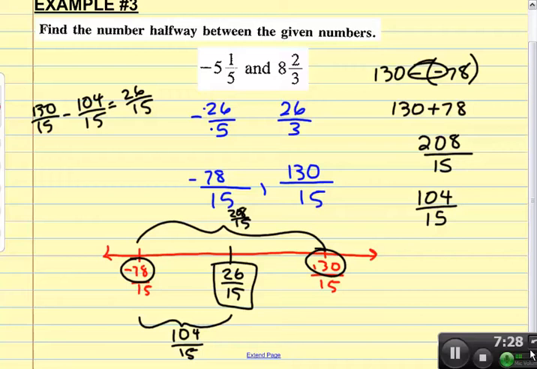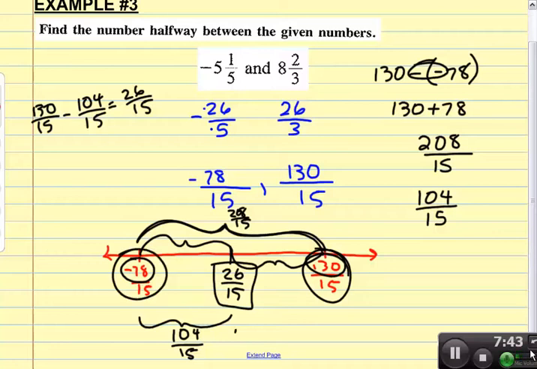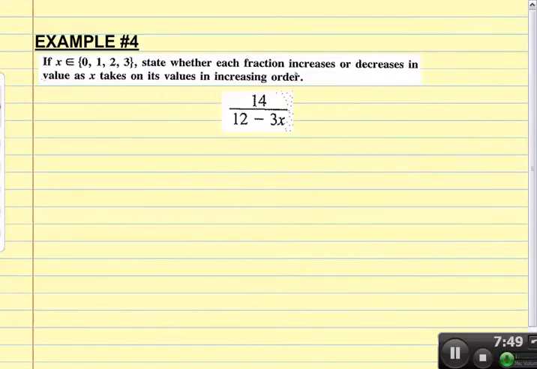I find out the distance between these two. Then I half it. That tells me the distance from here to here, or here to here, right? And then I can either subtract it from the big one or add it to the small one to find out what's in the middle. Good. Let's keep rolling. No reason to stop. All right?